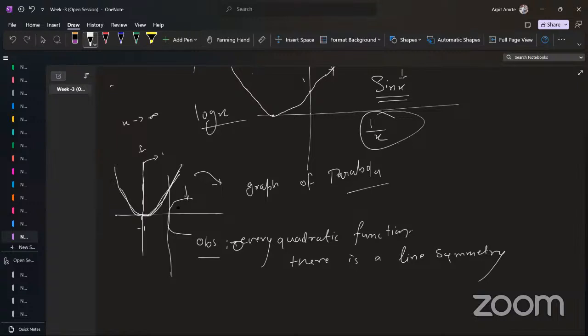If you make a parabola like this, it is not even a function, because for one value you are getting one value here, one value here. This is not even a function. So how will we say this is a quadratic function? Yes, sir. So what is the observation?